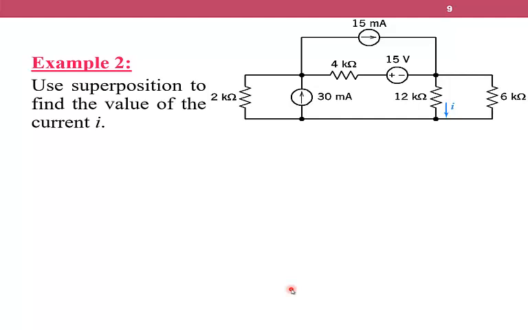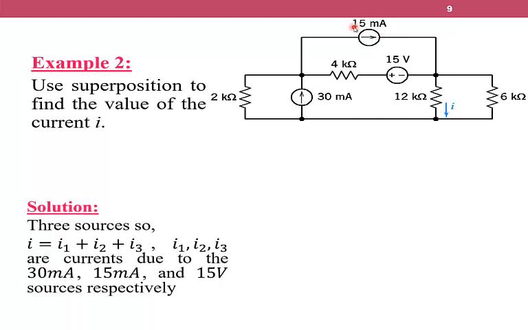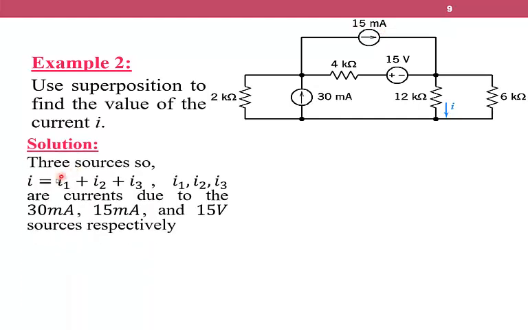Example 2. We are going to use superposition to find the value of the current I, which is here. Right now we have 3 independent sources: 30 milliamperes, 15 volts, and 15 milliamperes. So I total will be I1 plus I2 plus I3, which are the currents due to 30 milliamperes, 15 milliamperes, and 15 volts.